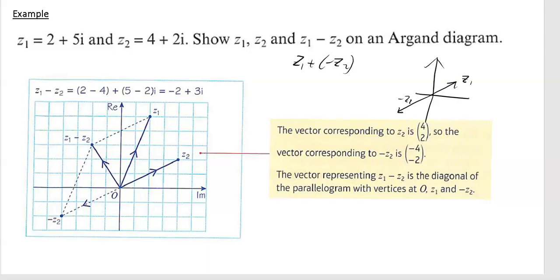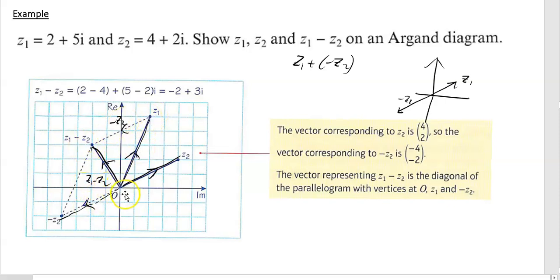So again, in this one, there is your z1. There's your z2. So importantly, then this would be your minus z2. So this vector here would be z1 minus z2, because I've gone along my z1 and then I've gone back parallel. So this is the same as going along my minus z2. So that's a single vector which represents z1 and minus z2.